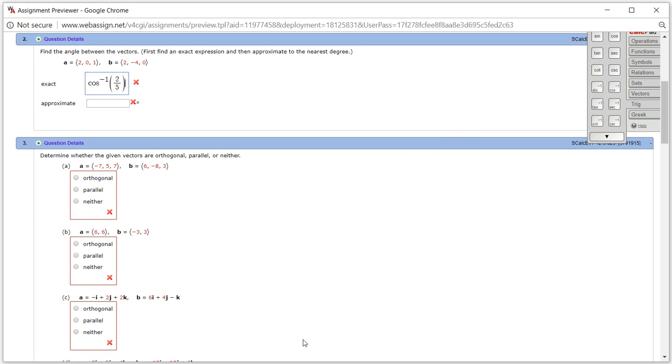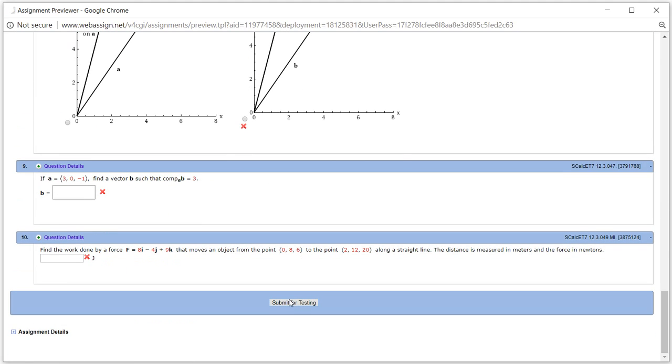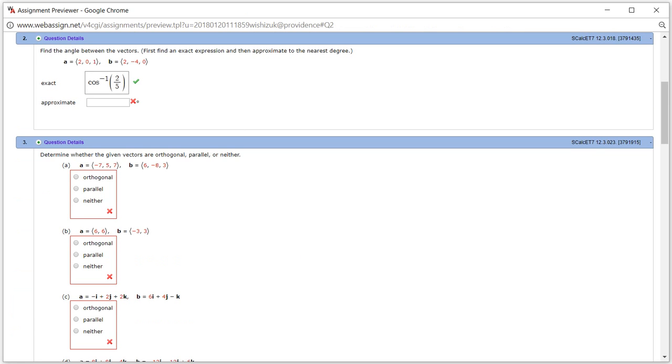Let's check the answer first. I'm going to go down and submit for testing. It came back and looks like we got this one correctly. Now I'm going to find the approximate. We have to approximate to the nearest degree.